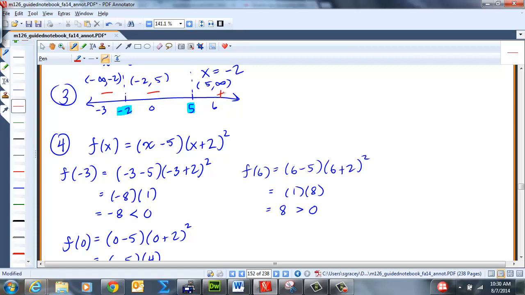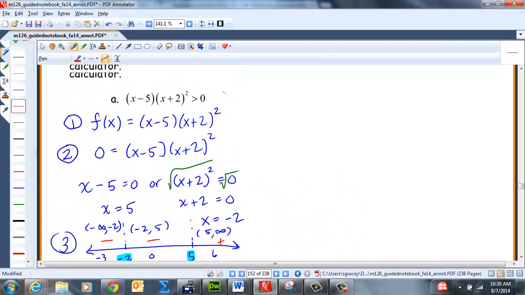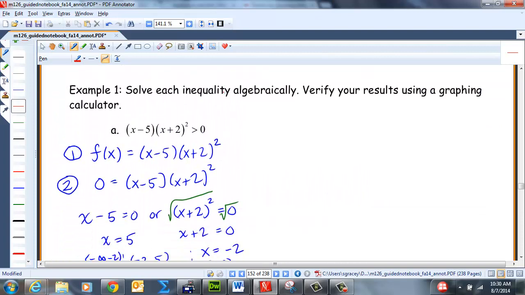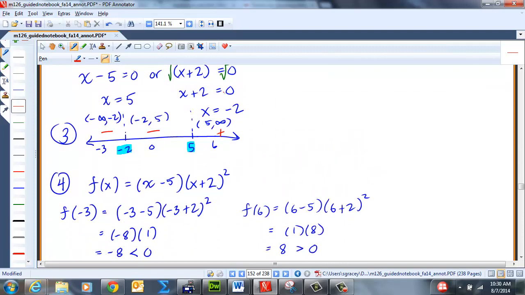So if I didn't miscalculate anything, then our solution set, remember that this was greater than 0, would just be the interval from 5 to infinity. Okay, so we got that from there being a positive right here. So our solution would be from 5 to infinity, non-inclusive because there wasn't an or equal to.